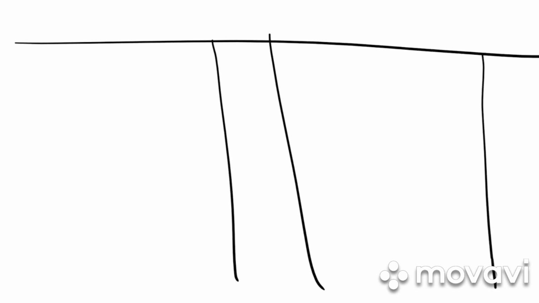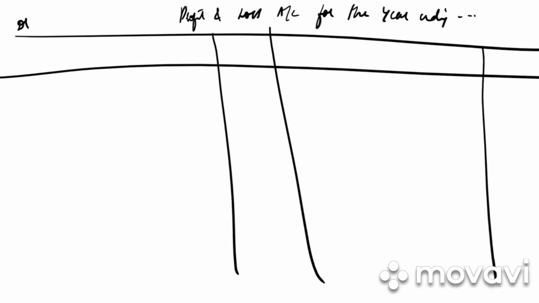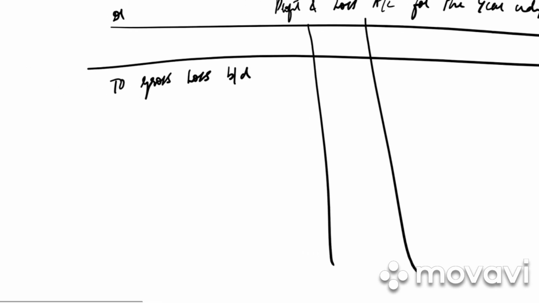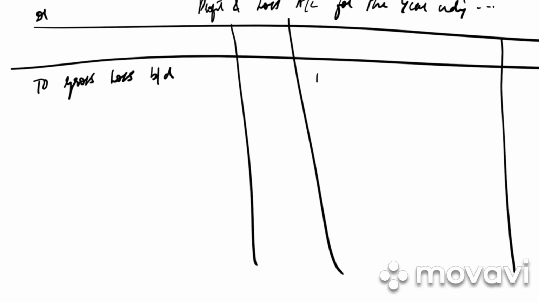So write down format of profit and loss account. Profit and loss account for the year ending, we have debit side, credit side, particulars, amount. So whatever gross profit or gross loss we get from the trading account, we bring it down. So to gross loss brought down, and on the credit side we have by gross profit brought down.